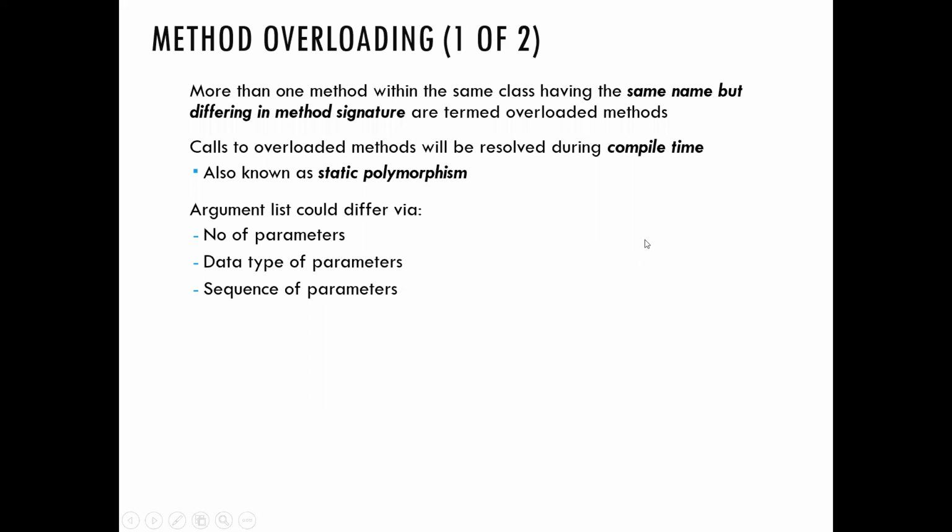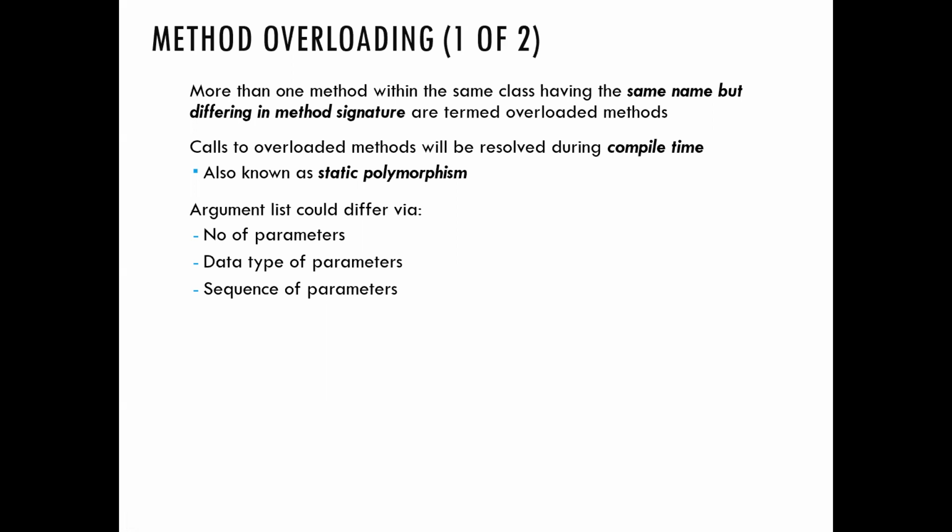That means the integer could have been the first and float could have been the second in one of the methods, and in the second method the float could be the first parameter and integer could be the second parameter. Okay. And we cannot have different return types. That would really kill the polymorphism, because it would never know what it's supposed to return, and that would be really challenging if it happens. Calls to overloaded methods will be resolved during compile time, also known as static polymorphism.